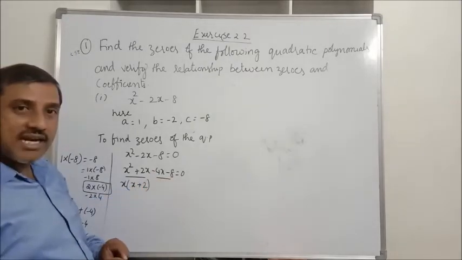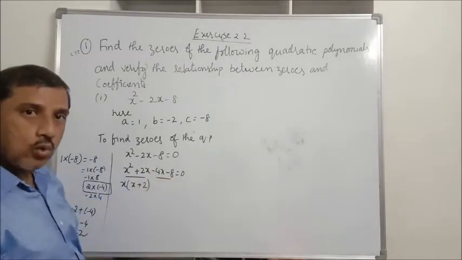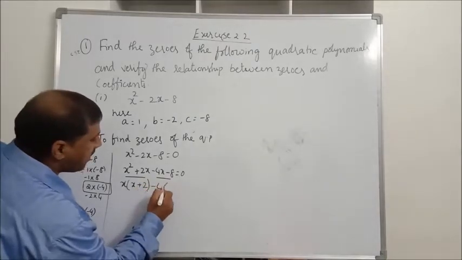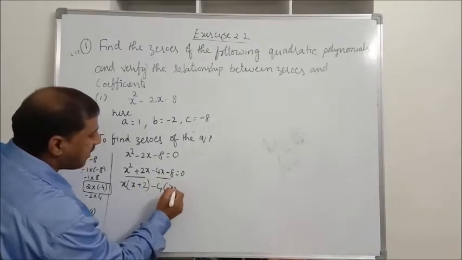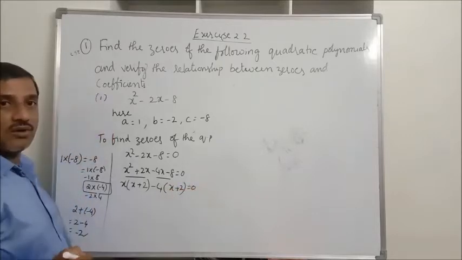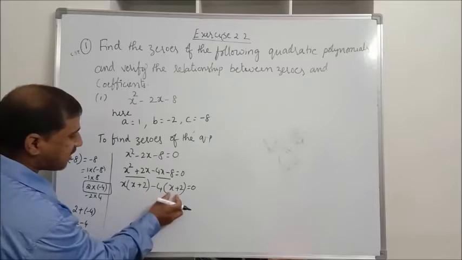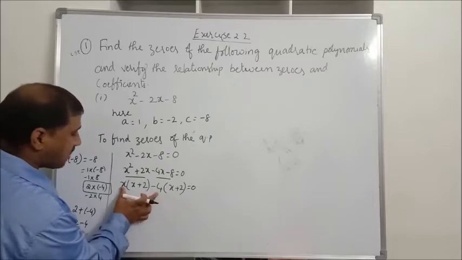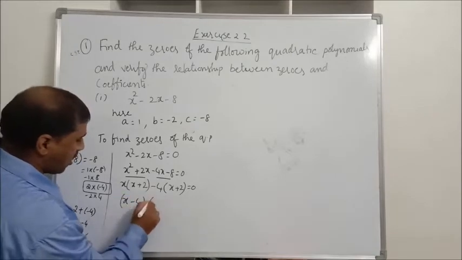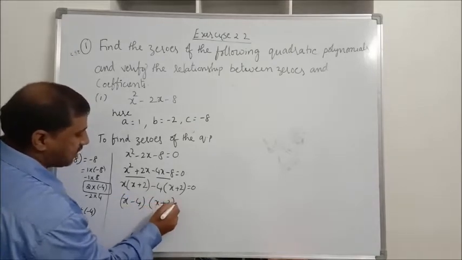Now here minus 4x minus 8. Minus 8 can be written as minus 4 into 2. So can we take minus 4 common? Yes. Then what is left here is x, and here plus 2, which is equal to 0. Now x plus 2 is one factor, and the leftover terms are x and minus 4. That is x minus 4 into x plus 2 is equal to 0.